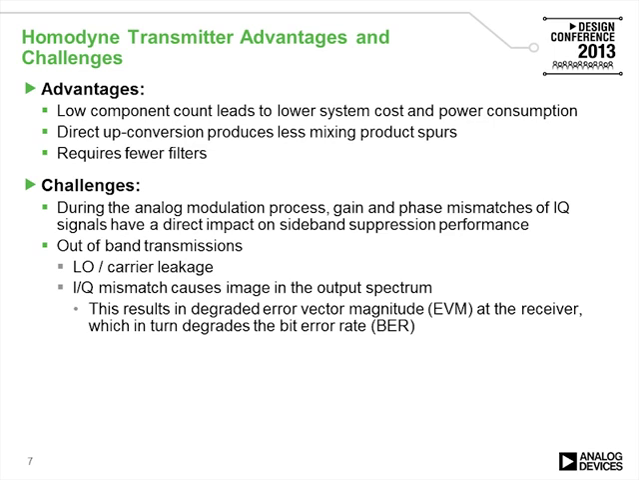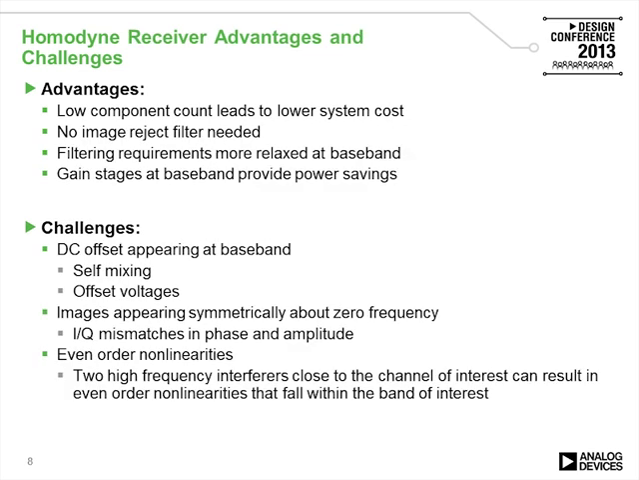During the challenges of some of these, during the modulation process, gain and phase mismatches of IQ signals will have an impact on sideband suppression performance, which we'll talk about later in the presentation. One of the other big challenges is the out-of-band transmissions, either LO or carrier leakage or IQ mismatch causing images of the output spectrum, and we'll also talk about where these come from and how to get rid of them.